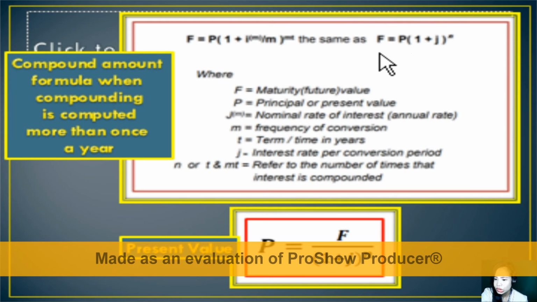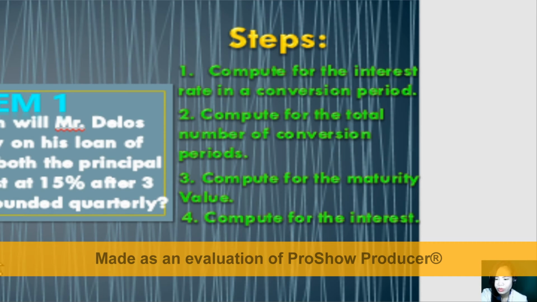So divide both sides by the quantity of 1 plus j raised to the power of n. We have now p is equal to f divided by 1 plus j raised to the power of n. So these are the following formulas that we will use later in our problem solving. Let's have problem number 1.